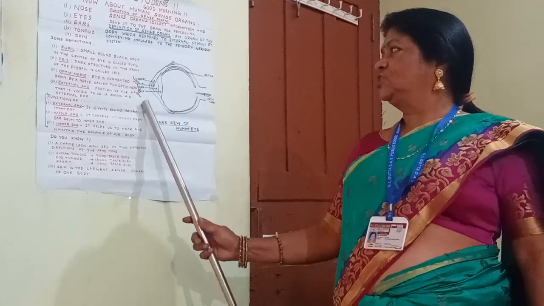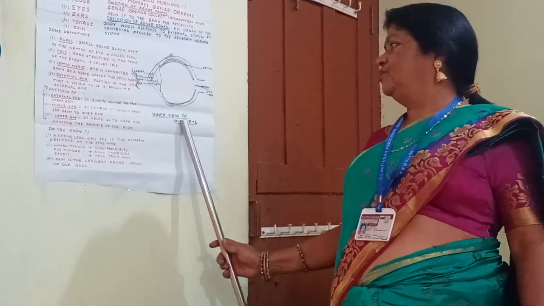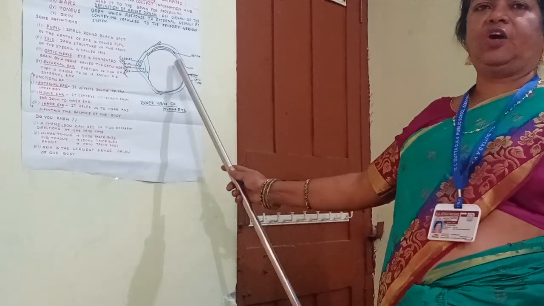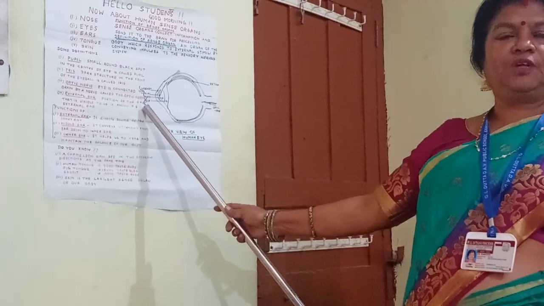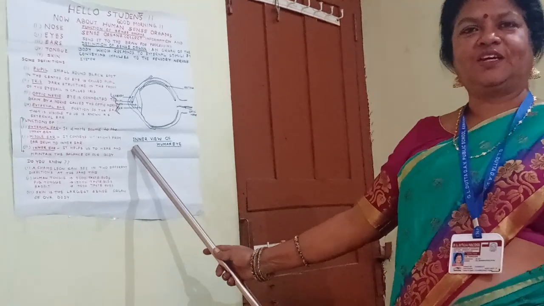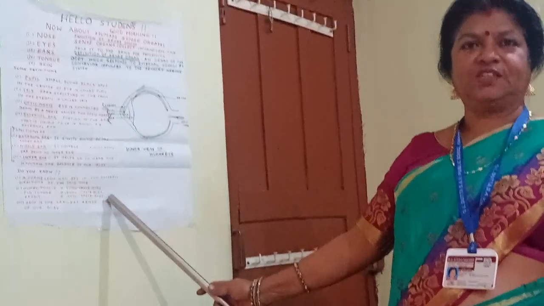And you must draw in classwork the diagram of the inner view of the human eye. You will have to draw and label. Labeling must be done in a science diagram, and it must be drawn with the help of a pencil. So this is all about sense organs.